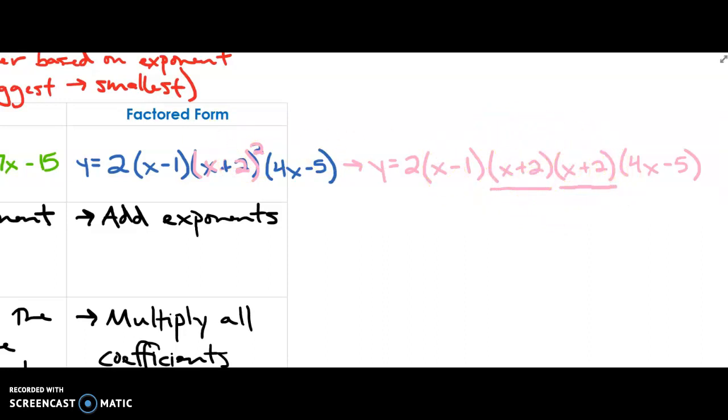And so if I am adding my exponents together, well, I have x to the first plus x to the first, that's 2, 3, 4. My degree for this polynomial is also going to be 4.